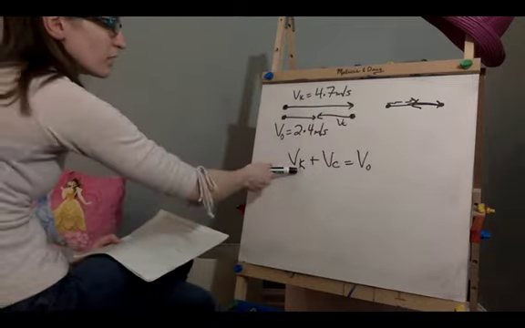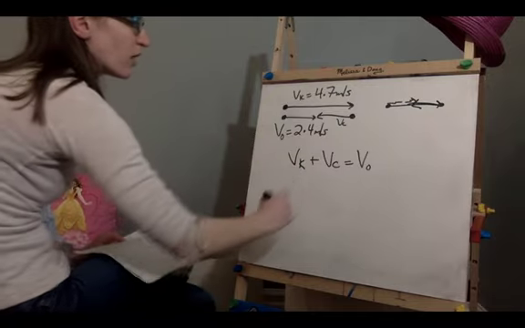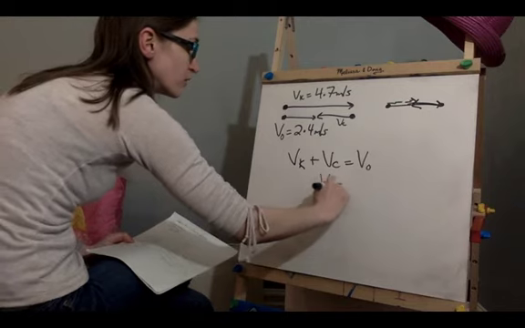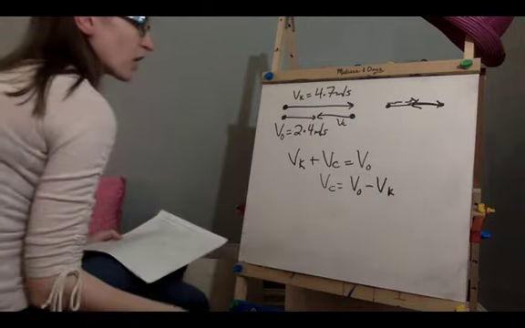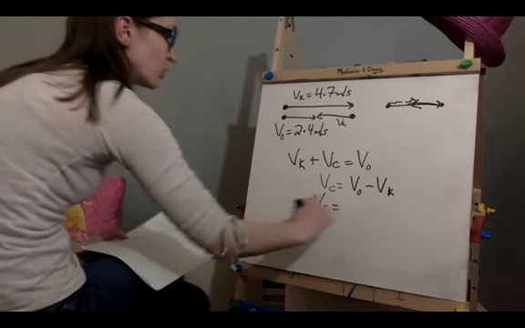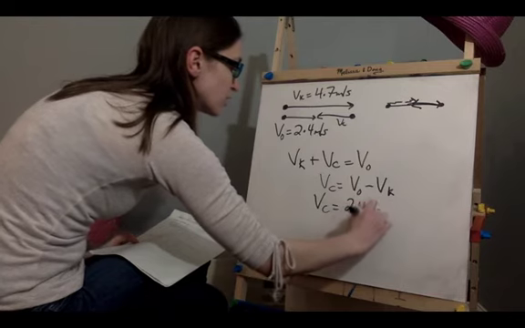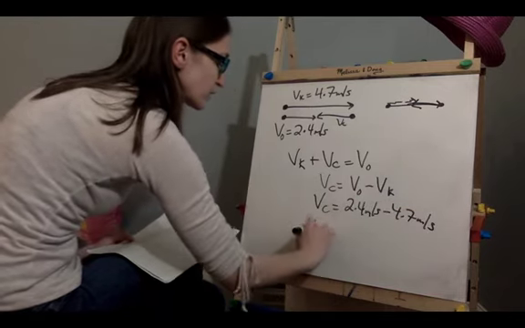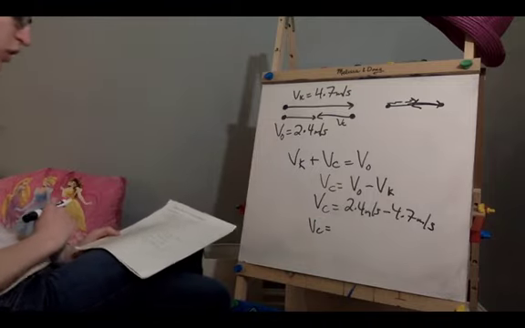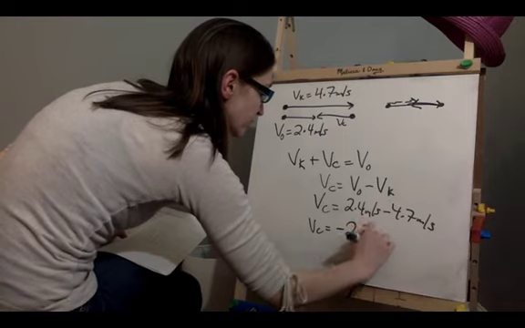We know the velocity of the kayaker, we know the velocity of what the observer sees, we're looking for the velocity of our current. So the velocity of the current is just going to be the velocity of the observer minus the velocity of the kayaker, which means this is going to be 2.4 meters per second minus 4.7 meters per second. Right, and when we do that subtraction, we get a value of negative 2.3 meters per second.